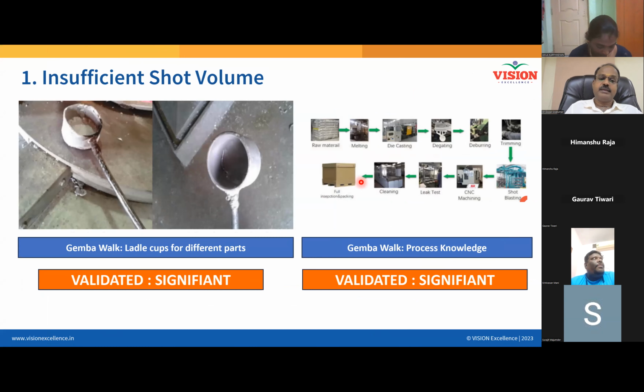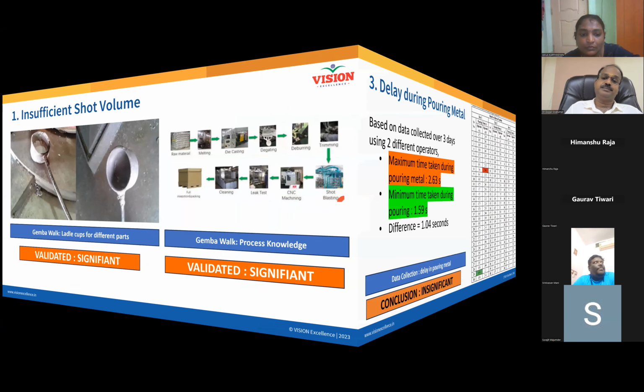First factor, insufficient ladle. We physically visited the place and verified that ladles are really insufficient. That is verified, validated. Another factor, people do not have the process knowledge. That is also validated by interacting with the people. They don't know what is die casting, and they don't understand why the temperature is important, why the shot volume is important. They don't have any idea. So that is also validated.